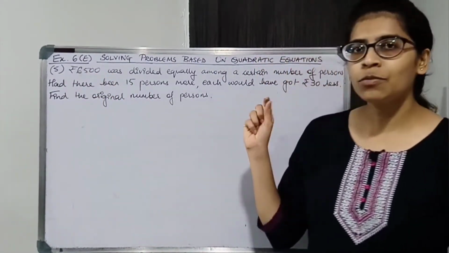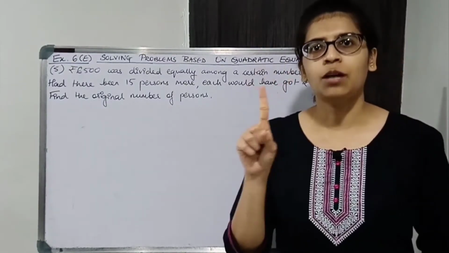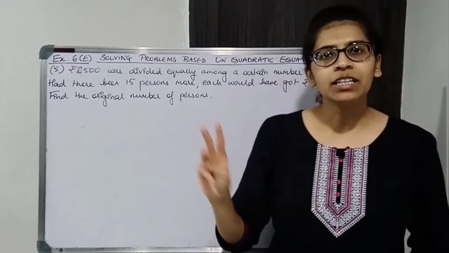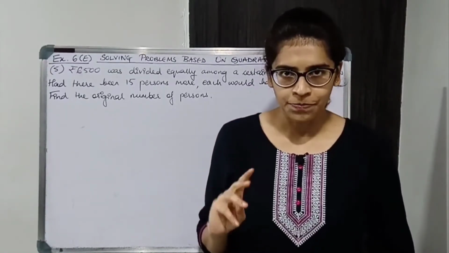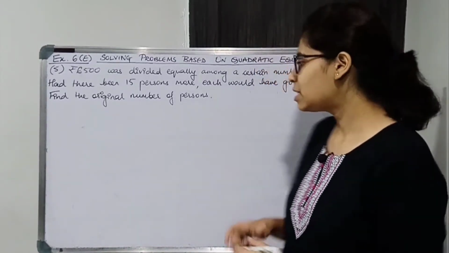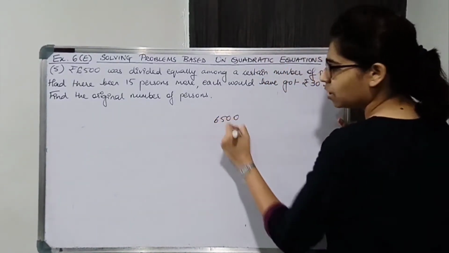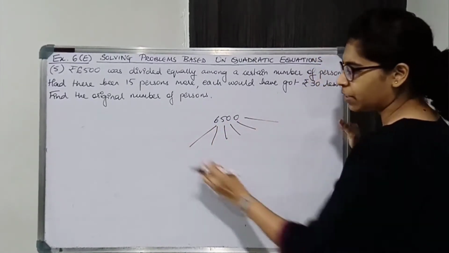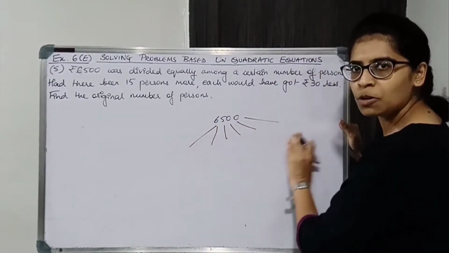There are a certain number of people. So there is an amount, there are people, and there will be the money that is distributed to each person. Each person will get some money when you are distributing the money. So there is 6,500 and we are dividing it among a certain number of people. Everyone is getting an equal amount.